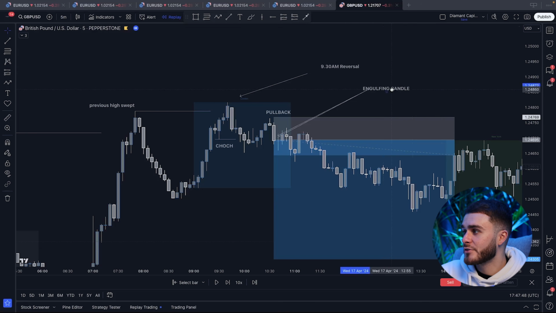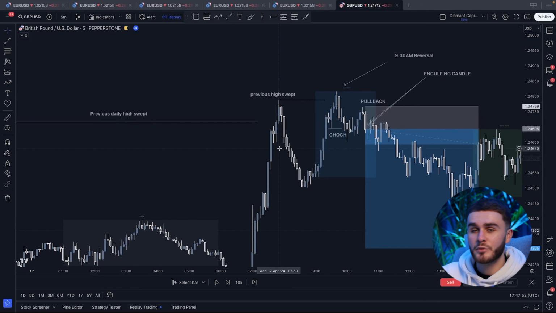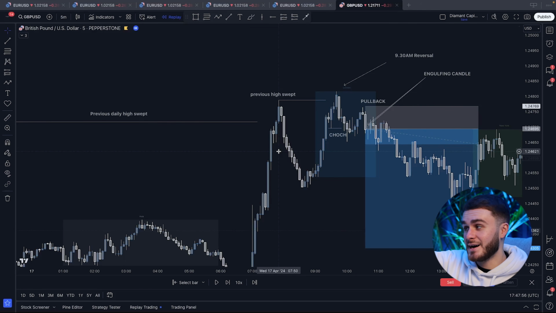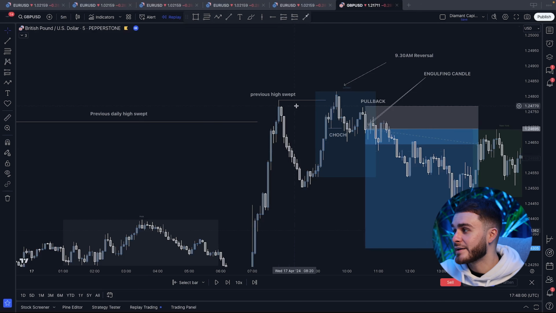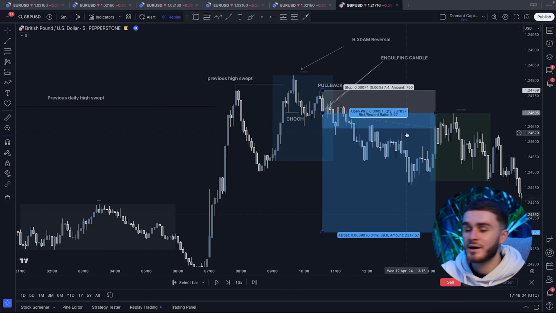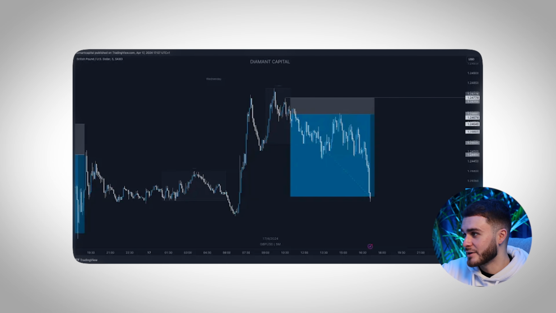As soon as the engulfing candle closes to the downside, completely printing out this move where we've got a liquidity sweep of the previous day, a liquidity sweep of the previous high as well, a change of character, a pullback, and then finally an engulfing candle to complete the move, that's where we enter on a market execution. And just a little reminder of the screenshot that we got before and after. Again, it's going to be on screen just for a second.